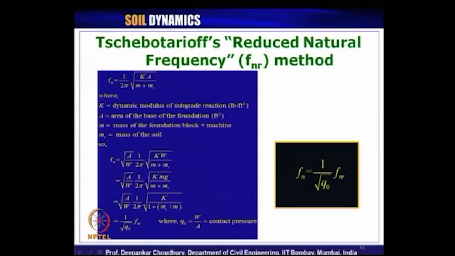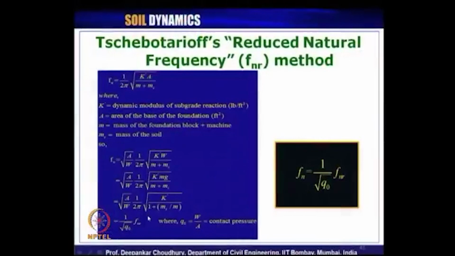Why it is called reduced natural frequency? Because in this case the natural frequency of the machine plus foundation system has been reduced by considering the effect of the soil, which is also vibrating in phase with the machine plus foundation system. So, that is the reason why this terminology was proposed by Shobeteriev, reduced natural frequency, and this is the expression f n r given by Shobeteriev. Finally, f n and f n r are correlated by this simple expression.